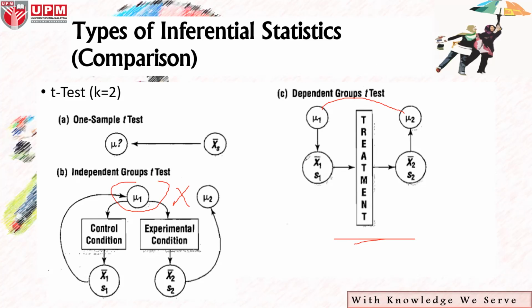Doktor, dependent tadi tu maksudnya macam kita buat pre-test sebelum kita pergi kursus. Sebelum kita dengar kursus tu, kita jawab dulu soalan tentang kepahaman kita mengenai topik tersebut. Then kita attend kursus, dengar. Lepas dengar, dia bagi lagi satu post-test. Then result tu kita bandingkan. Itu adalah dependent group t-test. Ada lagi soalan?